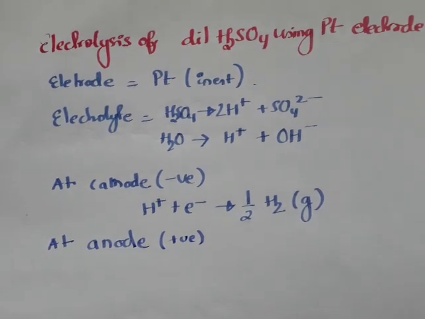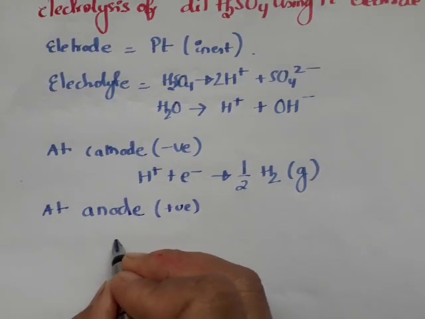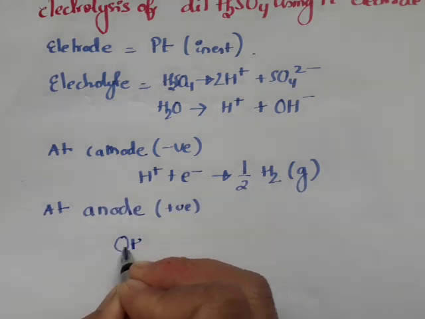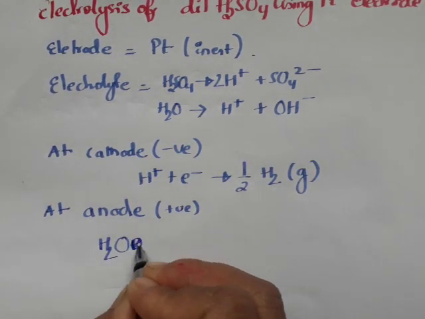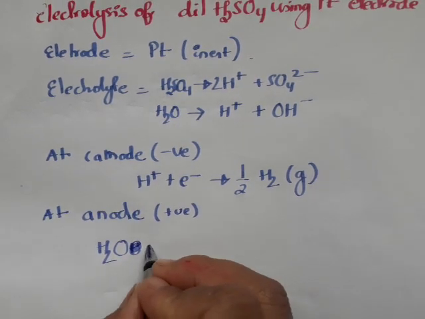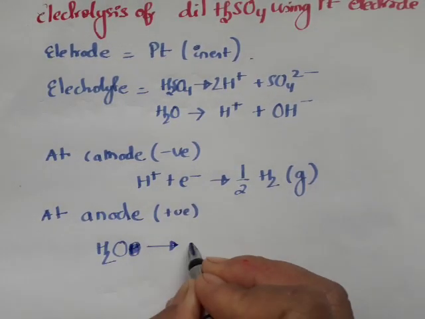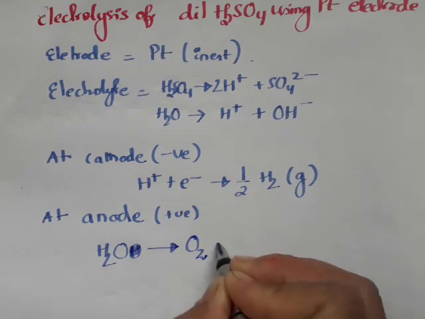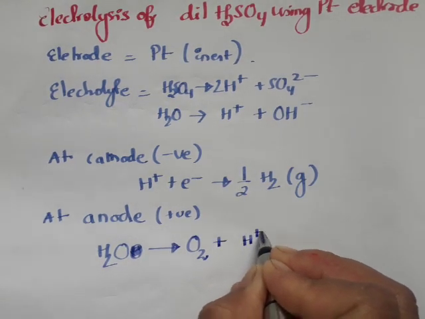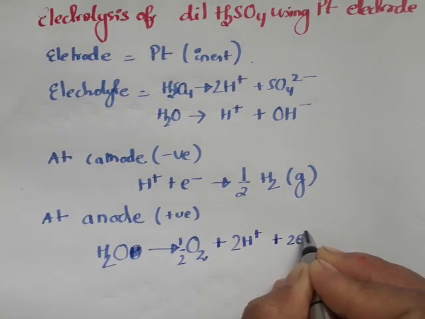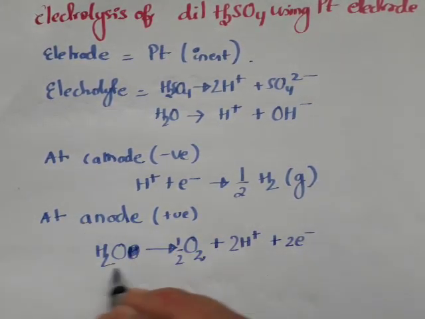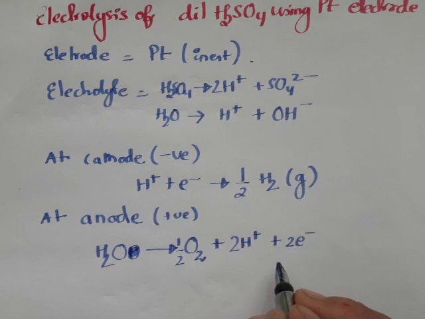So two possible reactions are, so one is hydroxide ion. So hydroxide ion, since it is coming from water, so at anode oxidation will take place, right? And whenever oxidation of water takes place, what do we get? Oxygen and hydrogen ion. So now you balance the equation. This is your balanced equation which is occurring at anode, oxidation of your water.